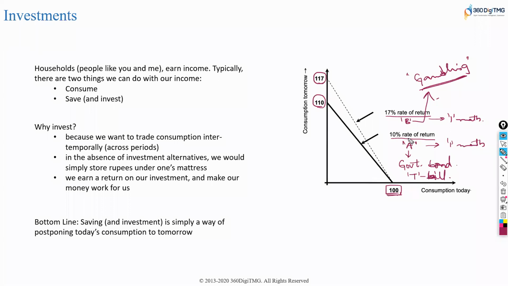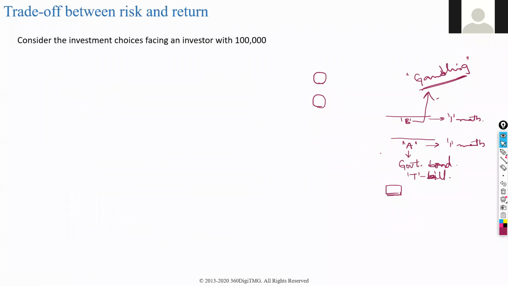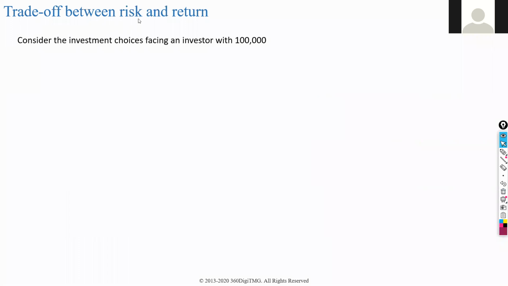On an average, these rate of returns are called as on an average rate of returns. So here on an average, you get 10%. Here on an average, you get 17%. On an average, that means you can lose also. Where would you invest now? Now that I've given you, in some sense, the risk associated with these two, A and B, where do you want to invest? You want to invest in T-bill, obviously, government bond, right?